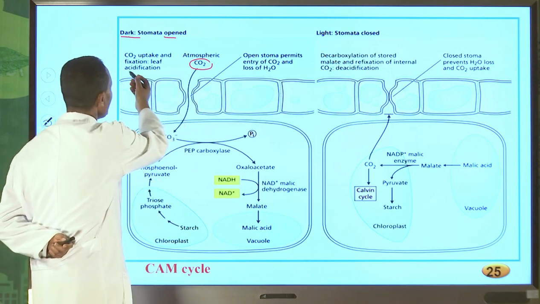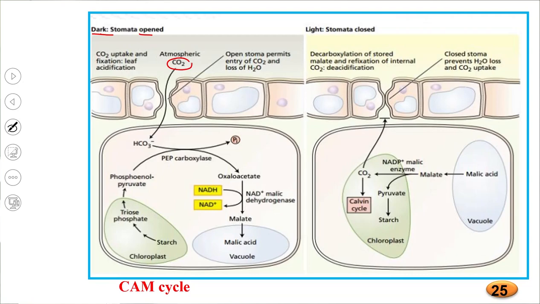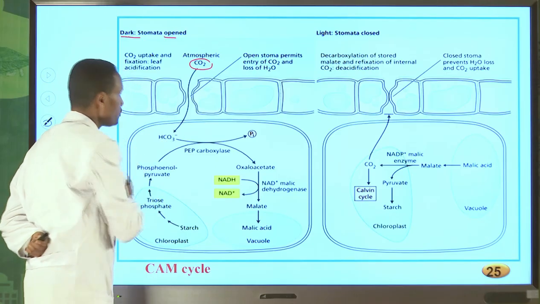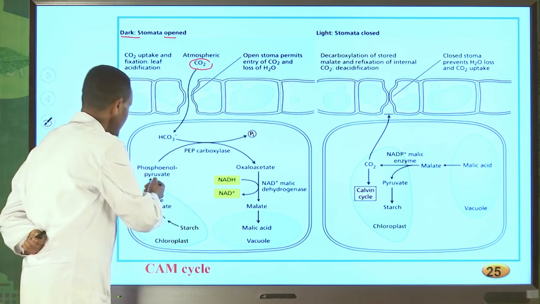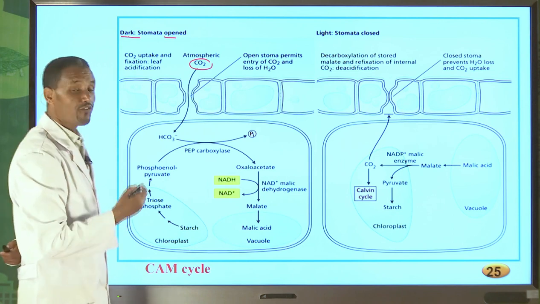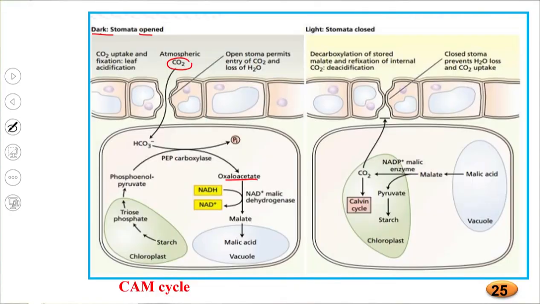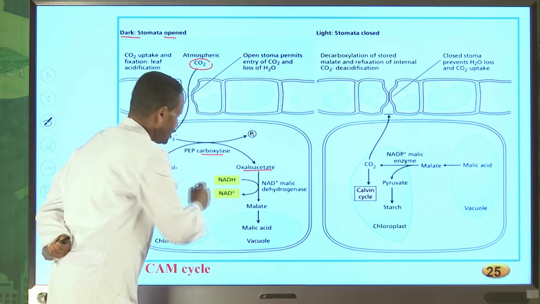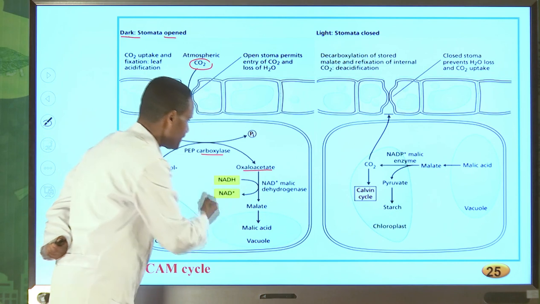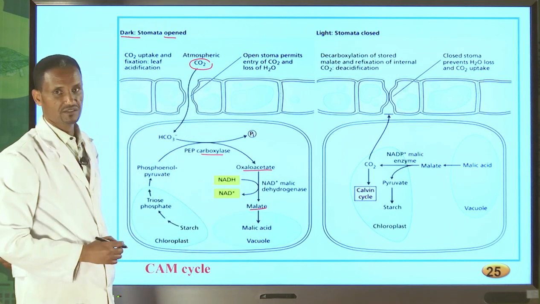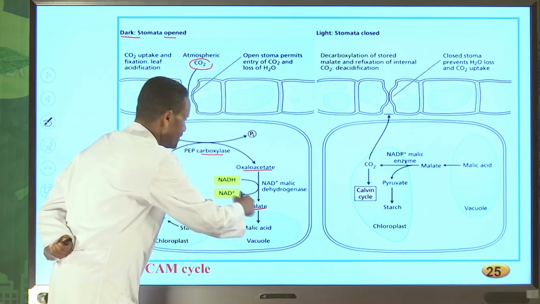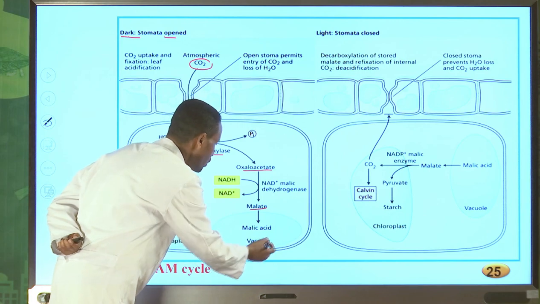Here, carbon dioxide uptake and fixation, then the leaf becomes acidified, or leaf acidification. Then the carbon dioxide which enters into the cytosol combines with phosphoenolpyruvate and forms the 4-carbon compound oxaloacetate, by the help of the enzyme phosphoenolpyruvate carboxylase. Then NAD positive malic dehydrogenase reduces NADH to NAD positive, and in the process malate is formed. Then this malate changes into malic acid and is finally stored in the vacuole.